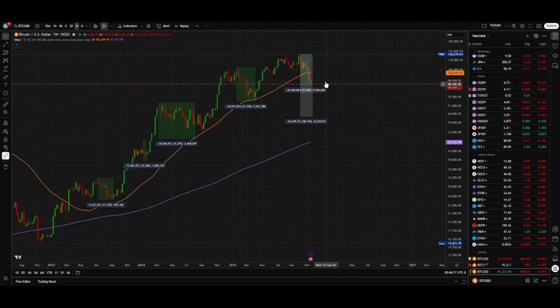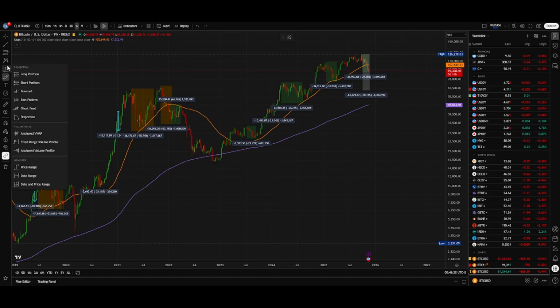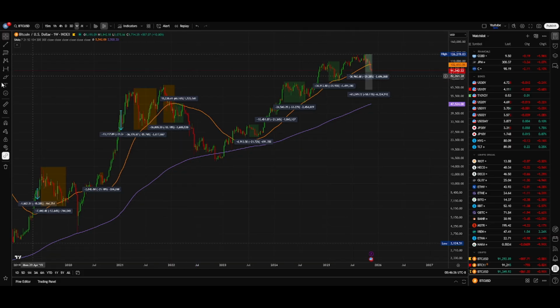But the problem with now is we're below the 52-week. We're late in the cycle. We're in November. Bitcoin usually finds its bottom and goes up in early October. You can see each time it makes an all-time high, we're in the last bit of the year.